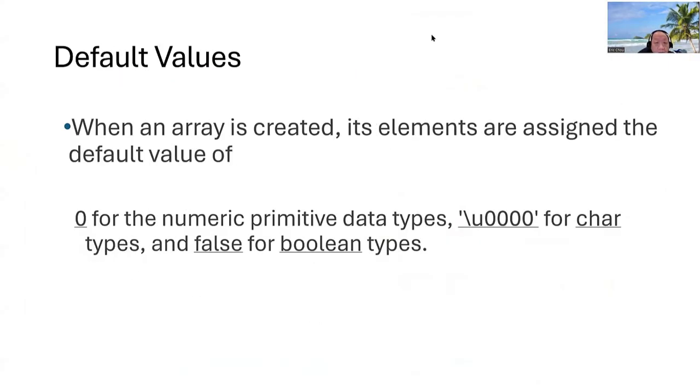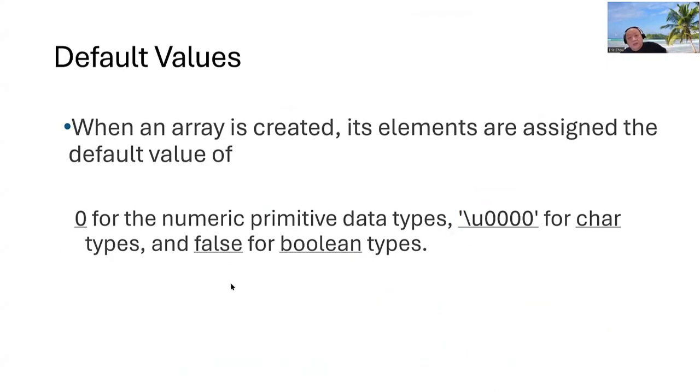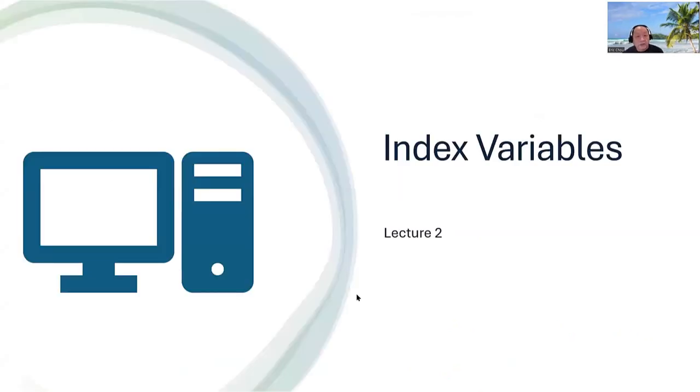Default value for integer type is 0, double type is 0.0, and character type is \u0000. Boolean type is false. Okay, you don't need to clean it. At least for Java, you don't need to clean it. But for C and C++, you are required to clean them. Okay.